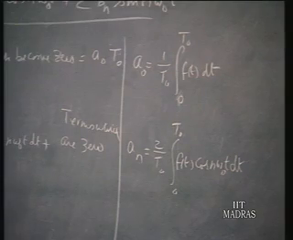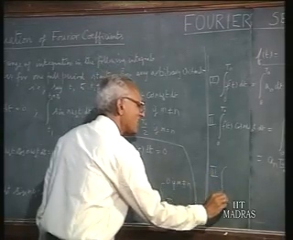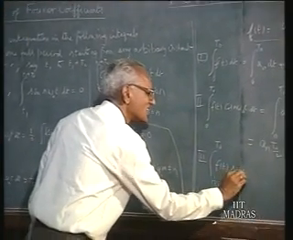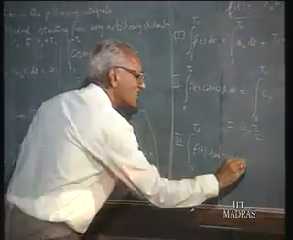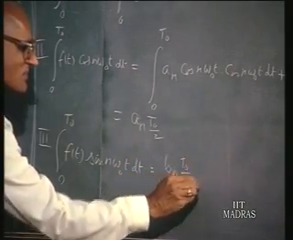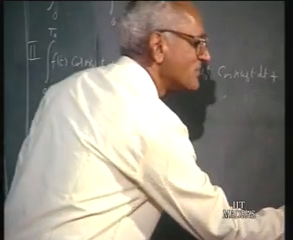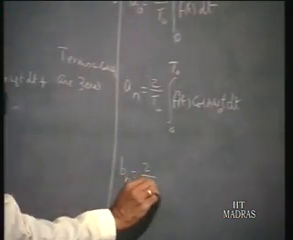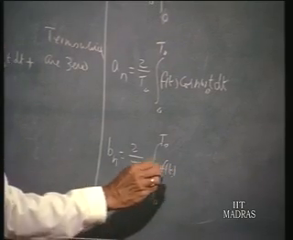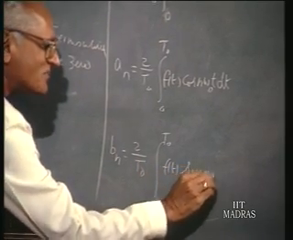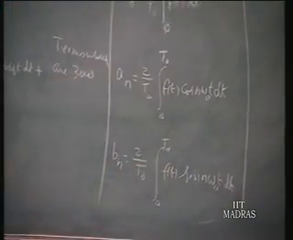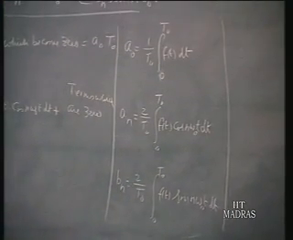Similarly, it can be shown that if I multiply this by sin n omega naught t dt, you get bn times t naught upon 2. So, bn will be 2 upon t naught, integral 0 to t naught f of t sin n omega naught t. So, these are the three formulas which can be used to evaluate these various integrals.